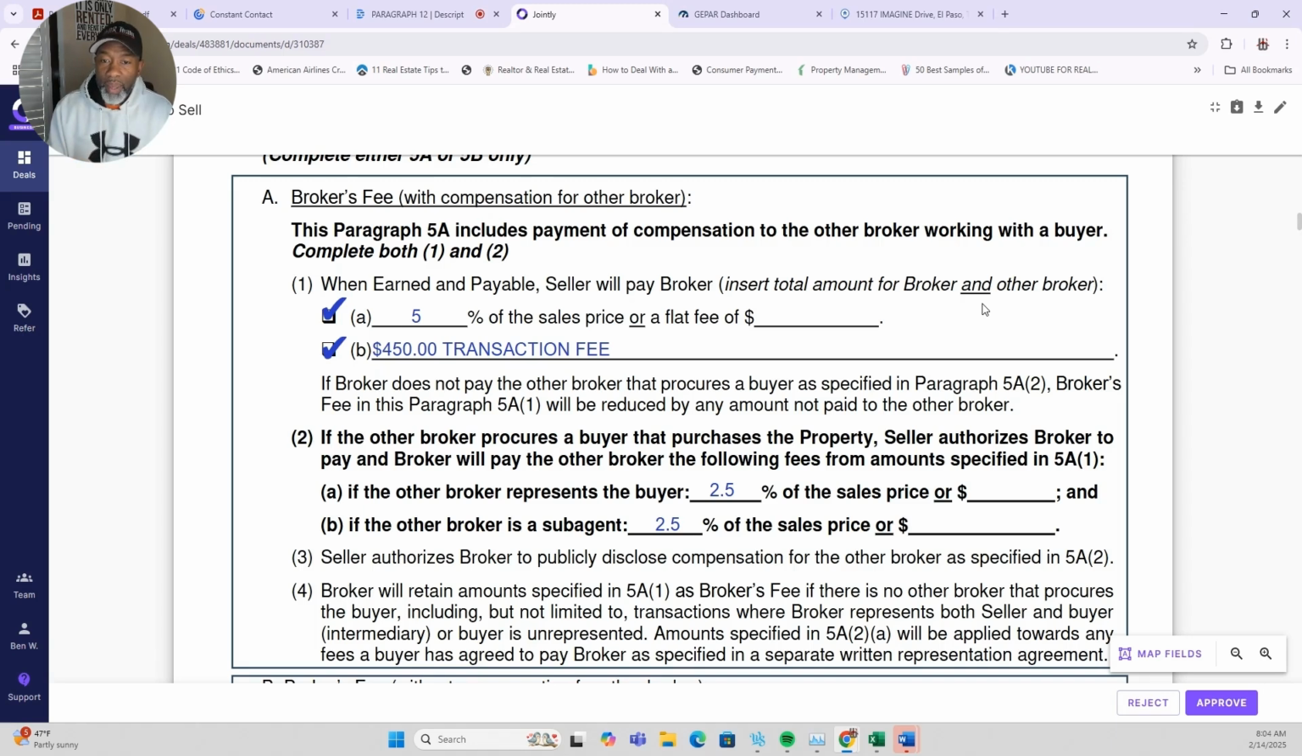The seller will pay the listing broker, insert total amount from broker and other broker. In this case, it was 5% checked off, right? And also, I charge a $450 transaction fee. That's in there as well. And then section 5A2, it says if the other broker procures a buyer that purchased the property, seller authorized the broker to pay the other broker the following amount, which is 2.5%. So that's what's happening there, right?